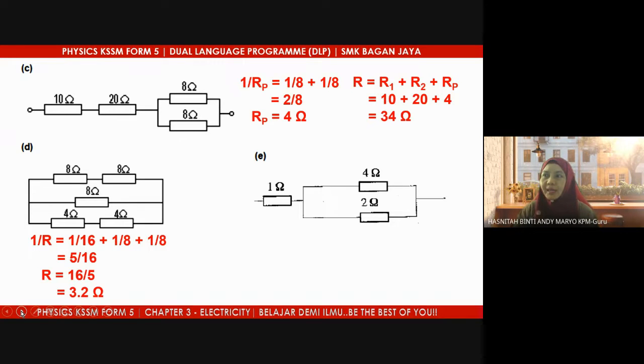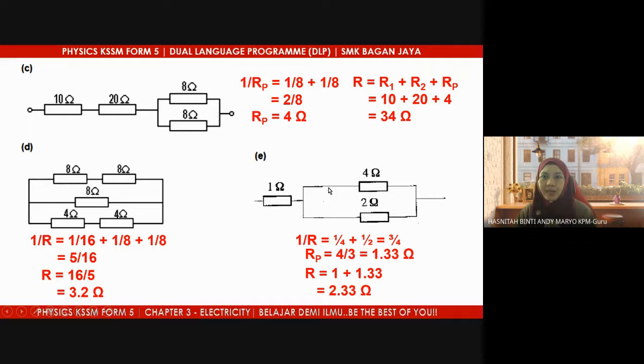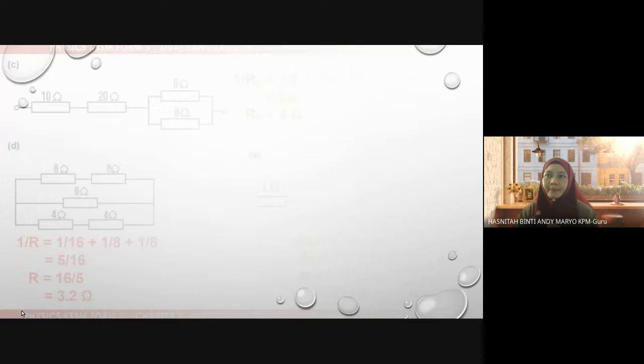Okay, and for E, how to find E? For this one, 1 over 4 plus 1 over 2, so give you 3 over 4. Don't forget to invert, so it will give you the R, 1.33. Then 1.33 plus 1, so it will give you 2.33 ohm, the effective resistance. Okay, very good. Wanjia can get, Oja also can get. So I hope the rest also can find the solution for C, D, and E. Okay, very good. Okay, we try next.